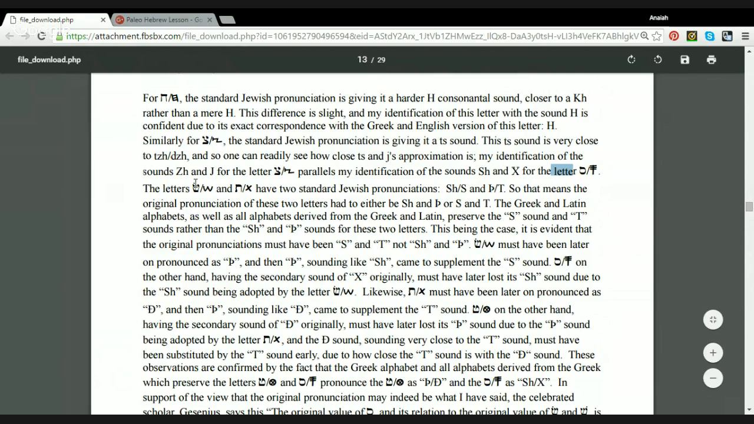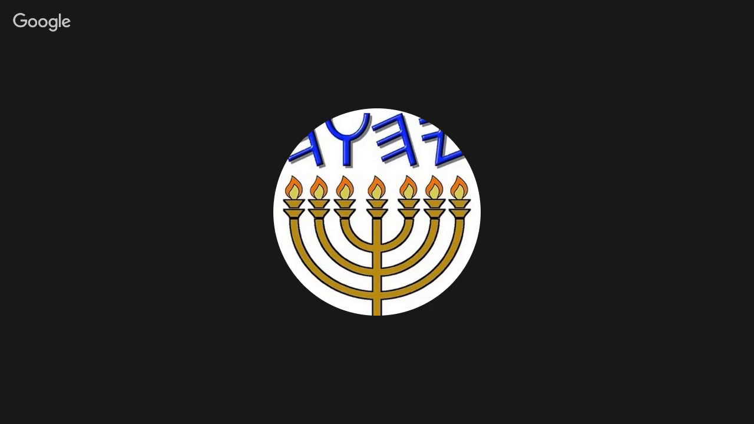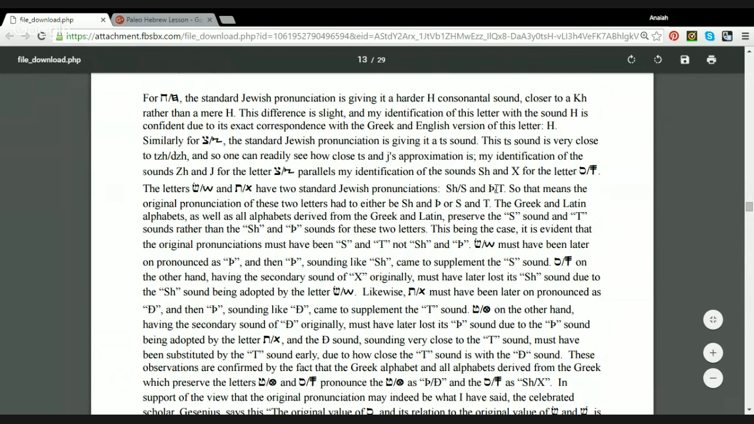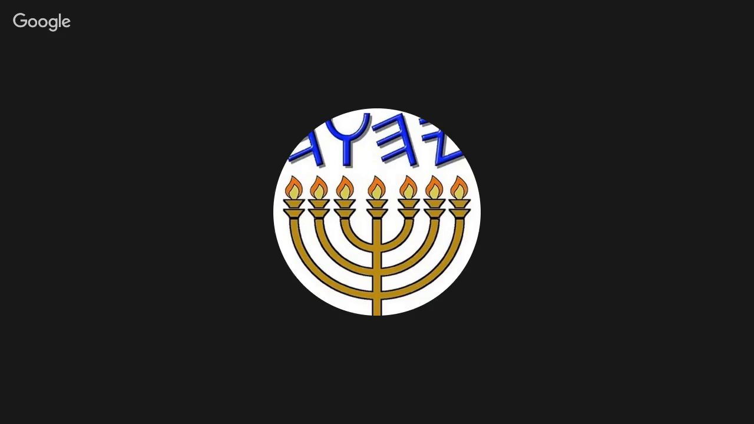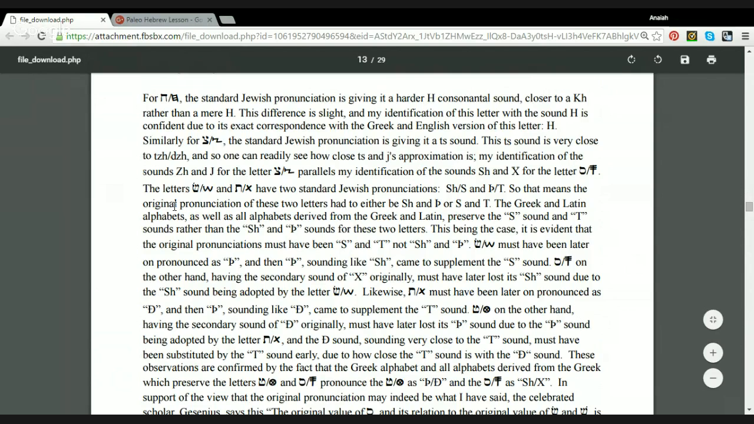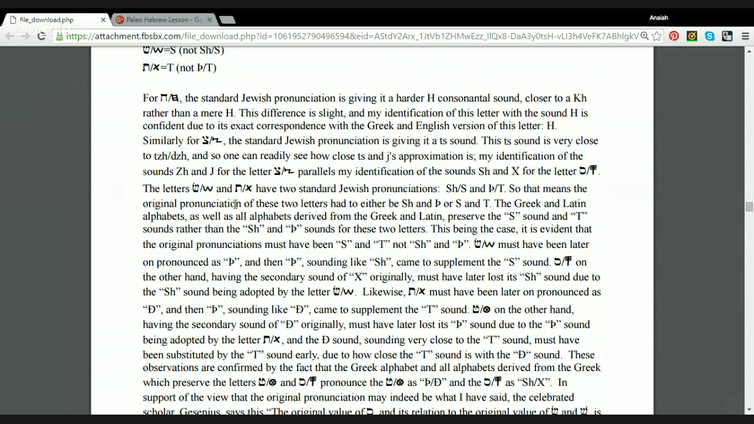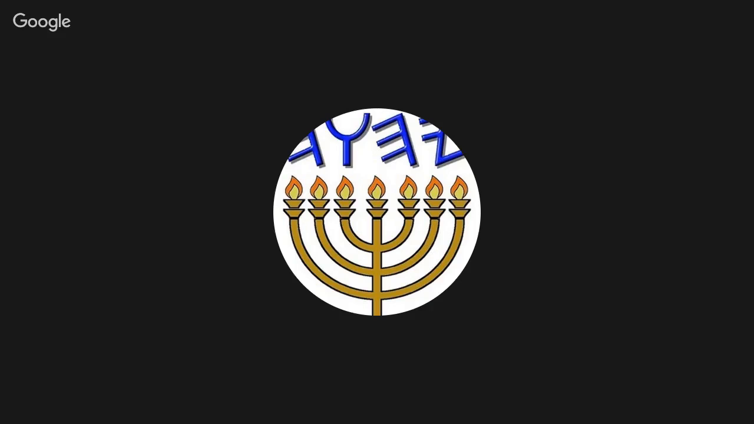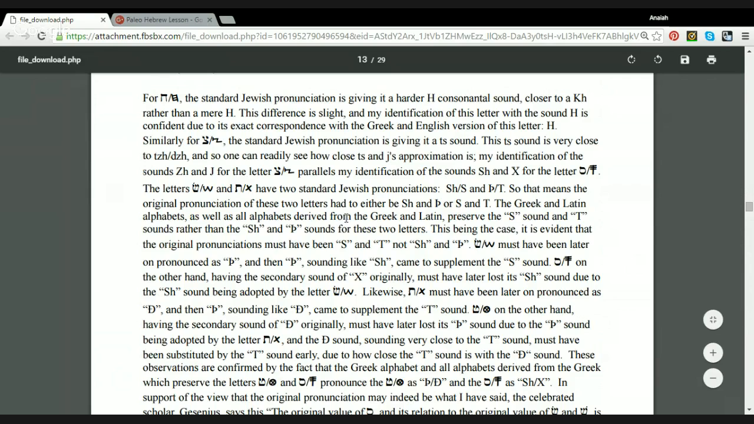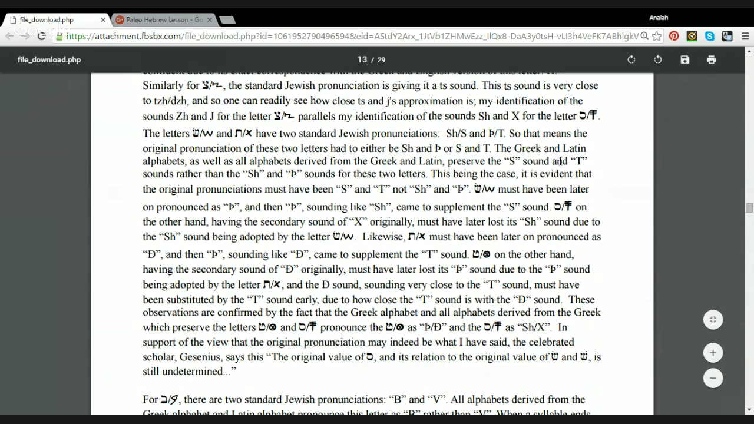I say S and T, or Shin and Tav, have two pronunciations that are standard: SH or S, and TH or T. So I say that means the original pronunciation of those two letters has to be either SH and TH, or S and T. The Greek and Latin alphabets, as well as all alphabets derived from the Greek and Latin, preserve the S sound and T sounds rather than the SH and the TH sounds for those two letters. So I think that's strong evidence it's the original.